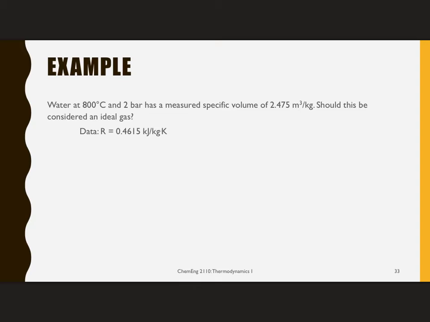If we wanted to look at how we might use this, combining this with our knowledge of tables, if we looked at water at 800 degrees C and 2 bar, and know that it has a measured specific volume of 2.475 meters cubed per kilogram, we want to know whether or not we can consider this an ideal gas. So the trick is, let's just estimate then, using the ideal gas law, let's estimate the volume. So you might pause the video and work this on your own.